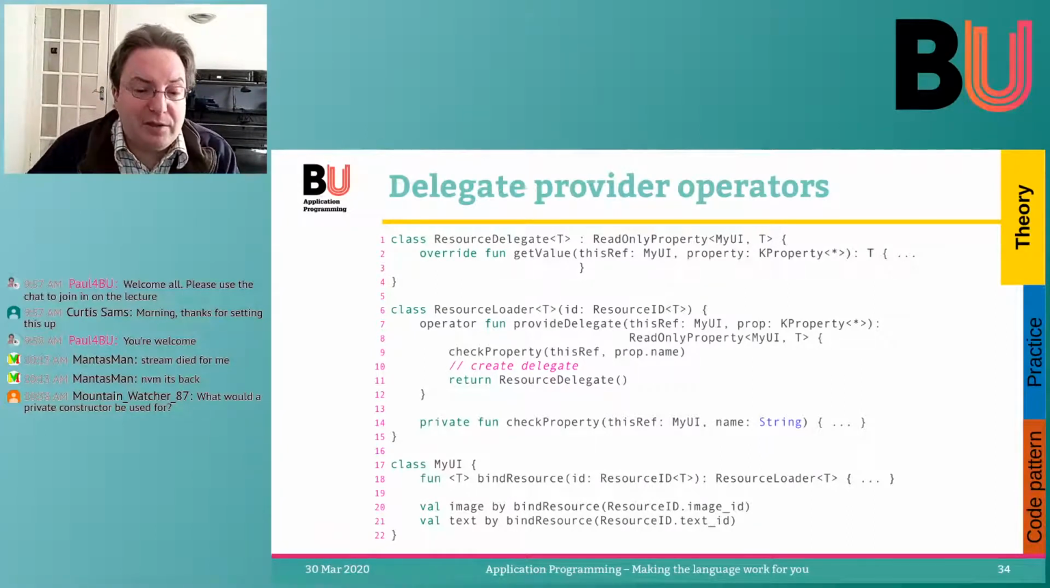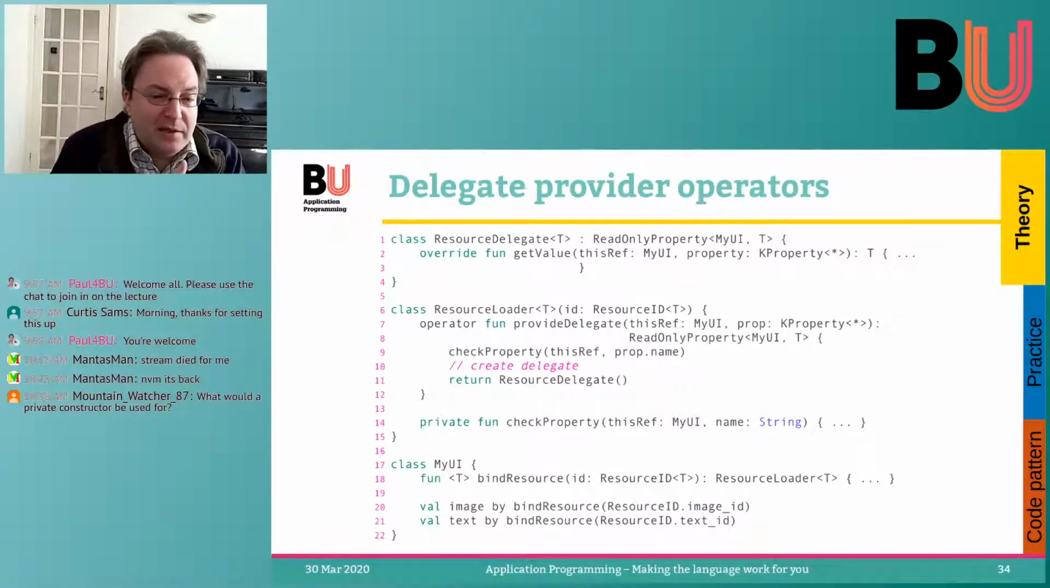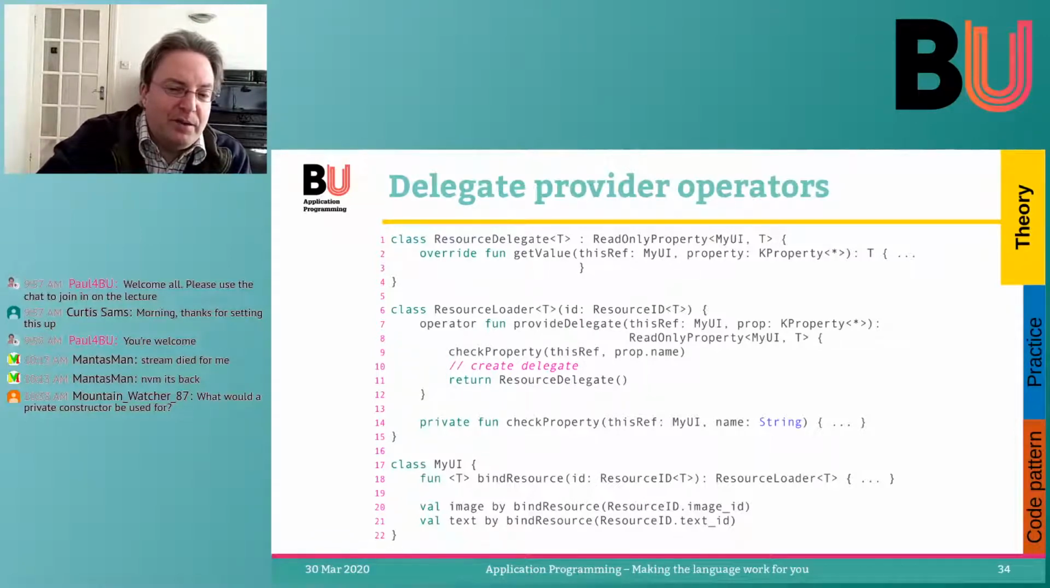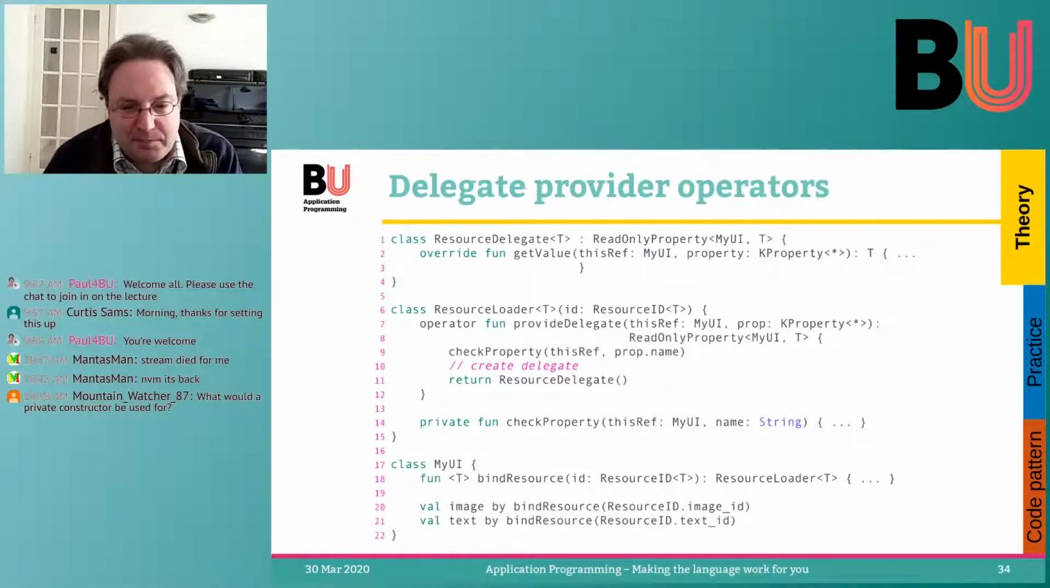So what provideDelegate does is it allows you to create a delegate. In this case it's a member delegate, so a resource loader might say, okay, if you want a delegate, I need to check that this property actually exists, and then it creates a resource delegate that actually gets the property. That's the actual delegate that is used. So in provideDelegate, you get to provide a map between an object and the delegate that is created.